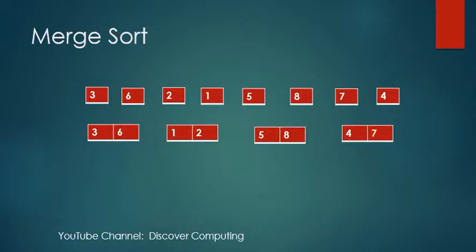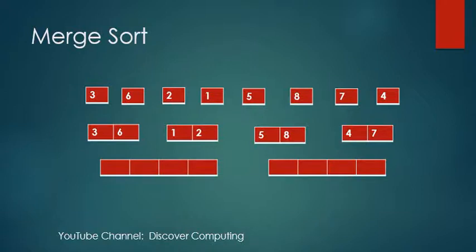We then create a 4 element array by joining two element arrays together, and we're using basically the same algorithm, the same logic. So since 1 is less than 3, that goes first, and since 2 is less than 3, that goes into the second position, and 3 is less than 6, and then finally 6 is remaining. We do the same thing for the second part. So 4 is less than 5, and then 5 is less than 7, 7 is less than 8.